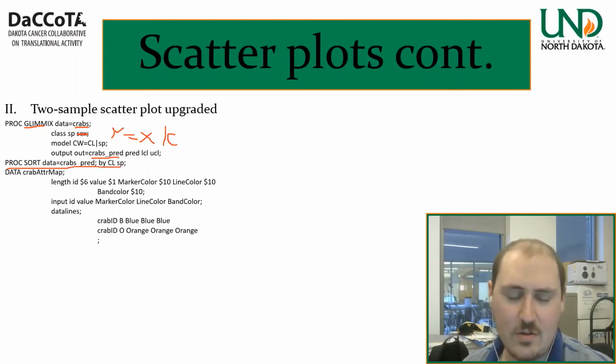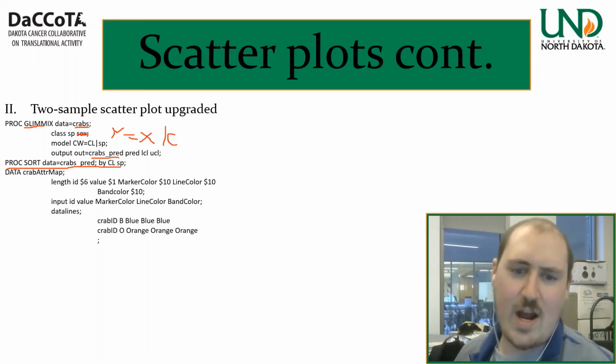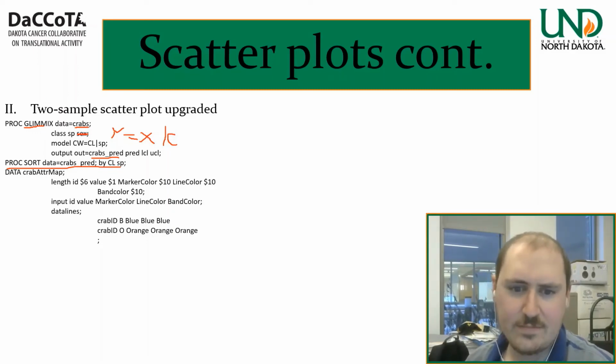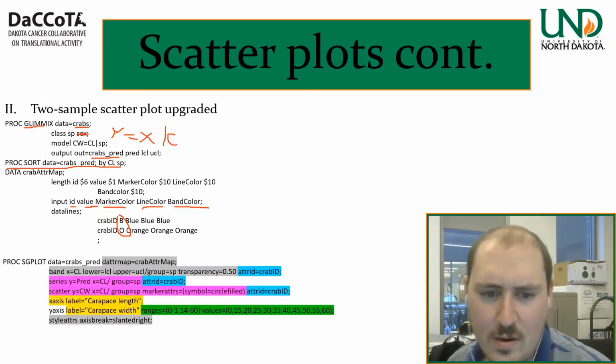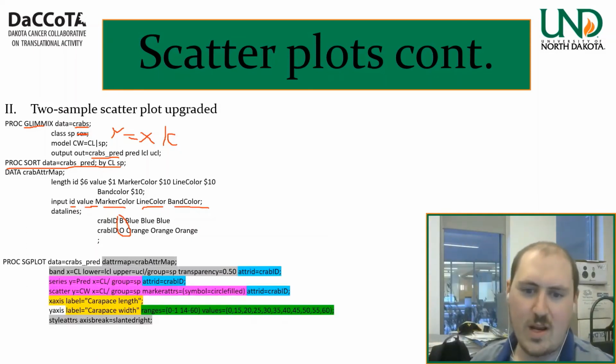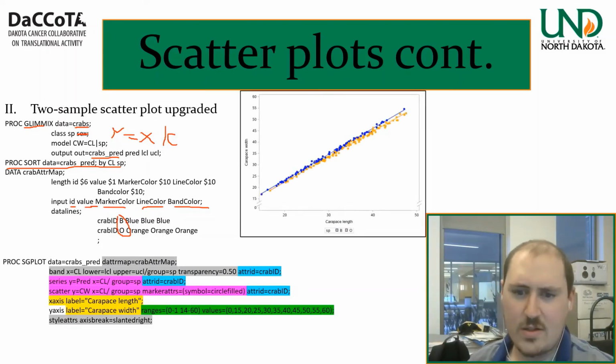And again, I'm going to do a data attribute map. We're going to have our ID and value like always, but then marker color, line color, and band color. And this is going to be for these values of these two different species of crab, blue and orange. I'm going to make everything blue and orange respectively. So this is our SGPLOT. Data attribute map, again, band. We've seen this before.